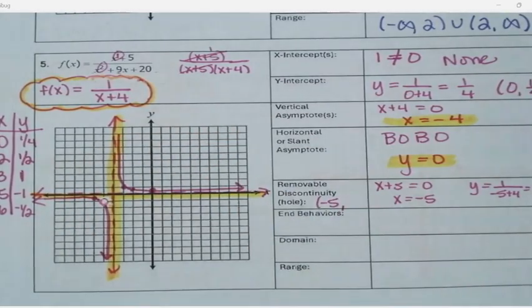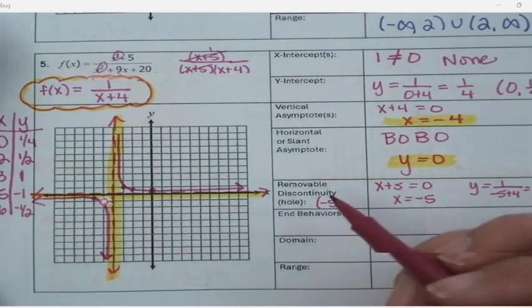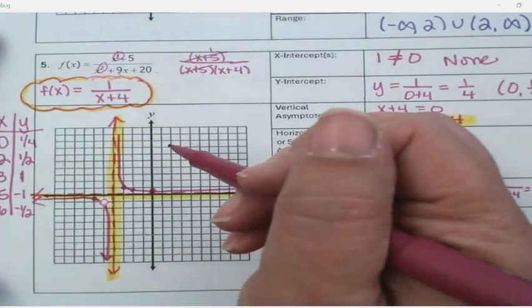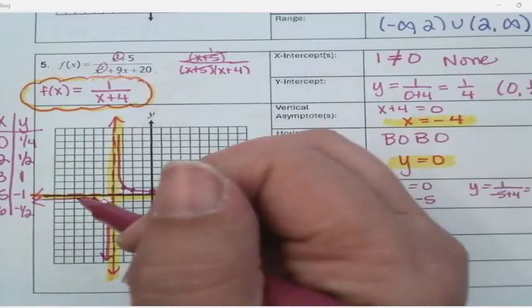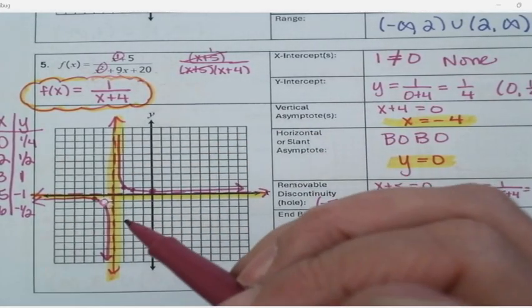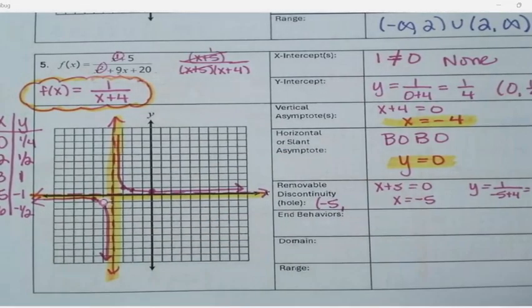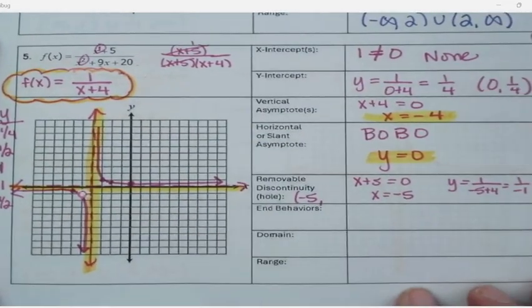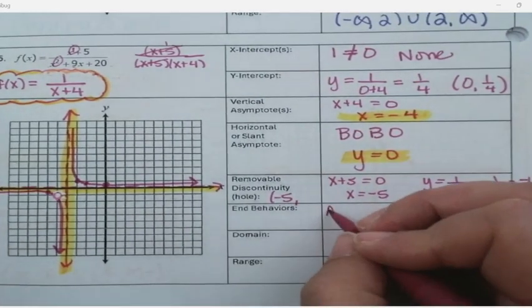Guys, let me give you a hint about your hole. Your hole will always, always, always be in the line of the graph. If you find this hole and it's like way out here somewhere, you didn't find the right hole. Okay? It's always going to be in the line of the graph. It is a break in the graph. So it has to be on the graph.